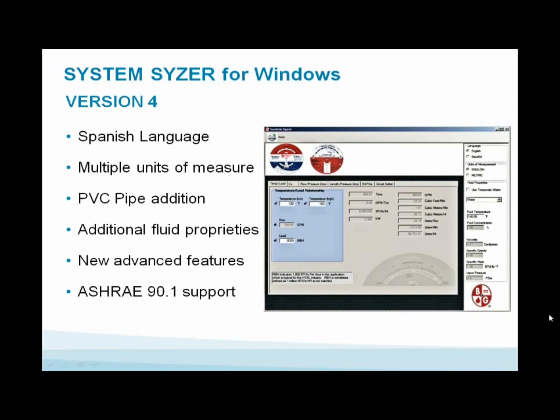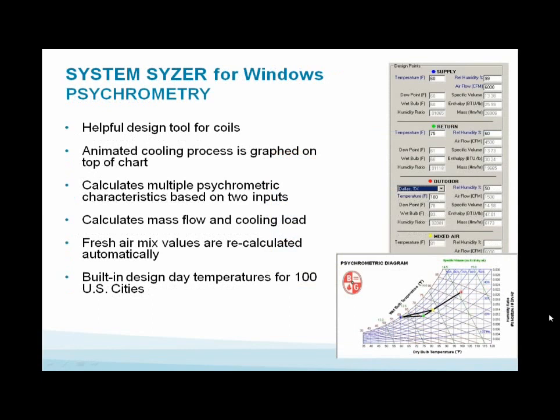And the neat thing about it is it's in Spanish or English language, which has been very useful to us. Again, metric or English, PVC pipe, all kinds of fluids, and it supports the new ASHRAE standard 90.1 2010, which a lot of people listening to this may not be aware of. It's going to be very important to you to have a tool like the System Syzer in order to meet ASHRAE 90.1 2010.